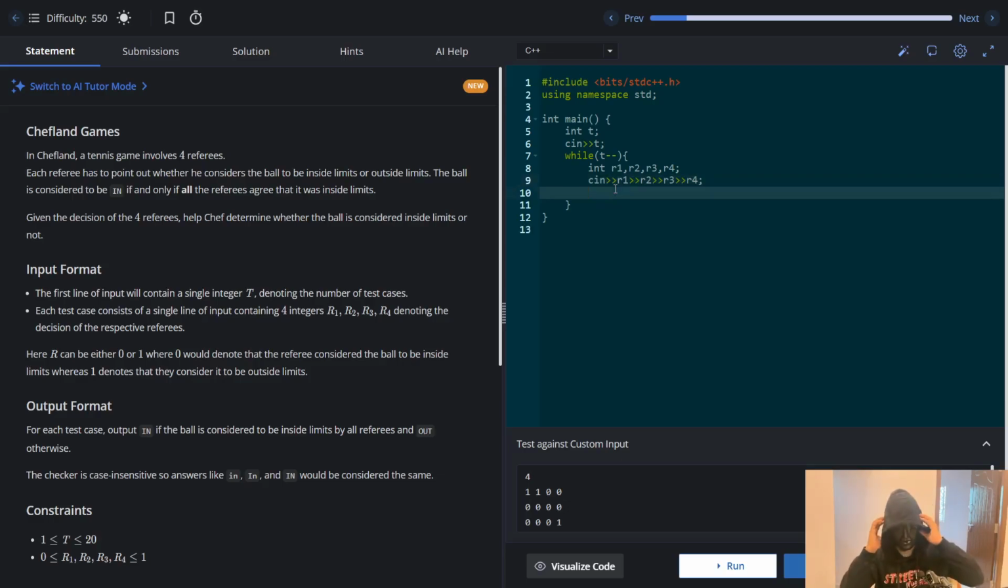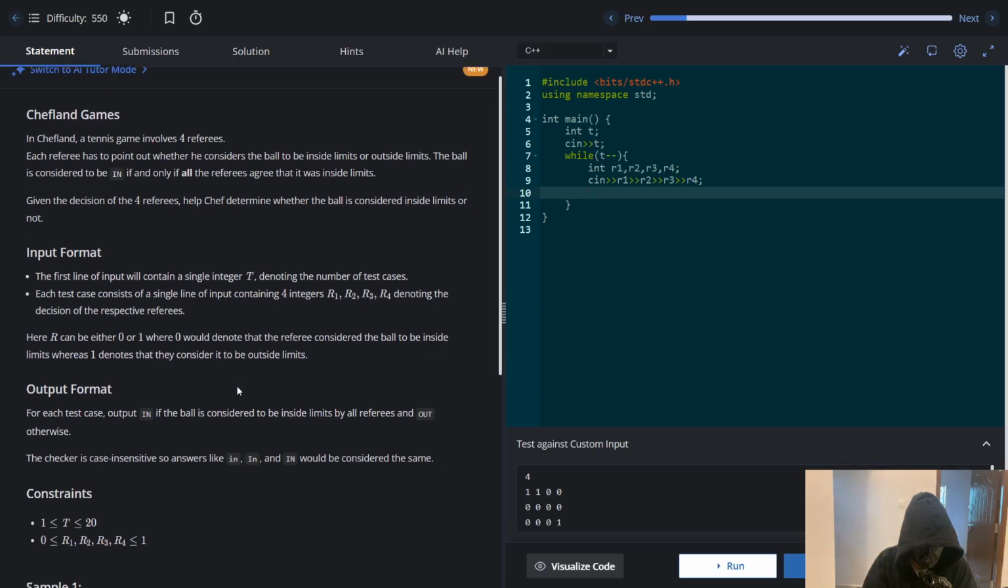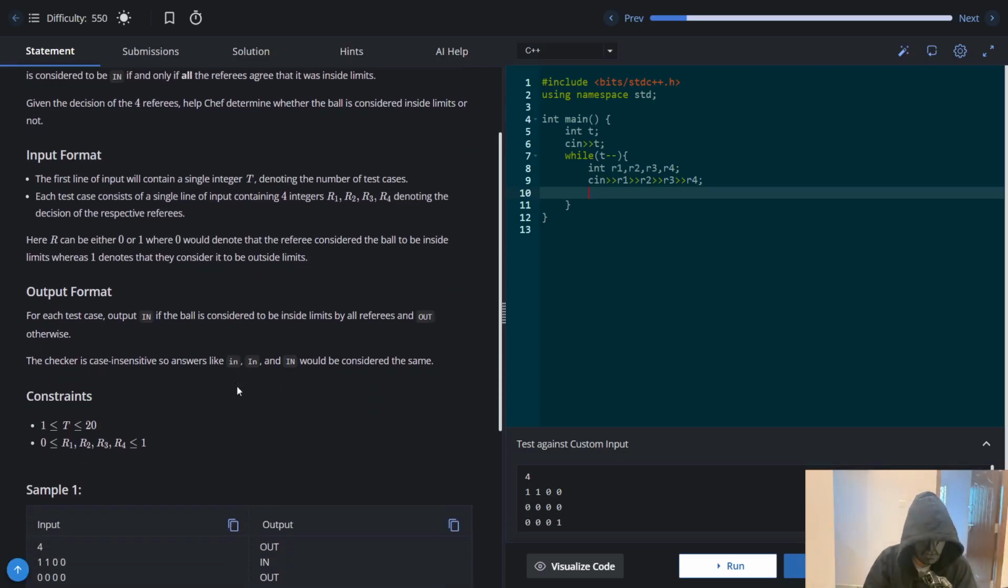Now they're saying each r can be 0 or 1. 0 denotes the referee considers the ball to be inside, whereas 1 denotes they consider it to be outside. So I think you got to know what it is saying. Basically, if any referee's decision is 0, it is considered inside, and if it is 1, it is considered outside.